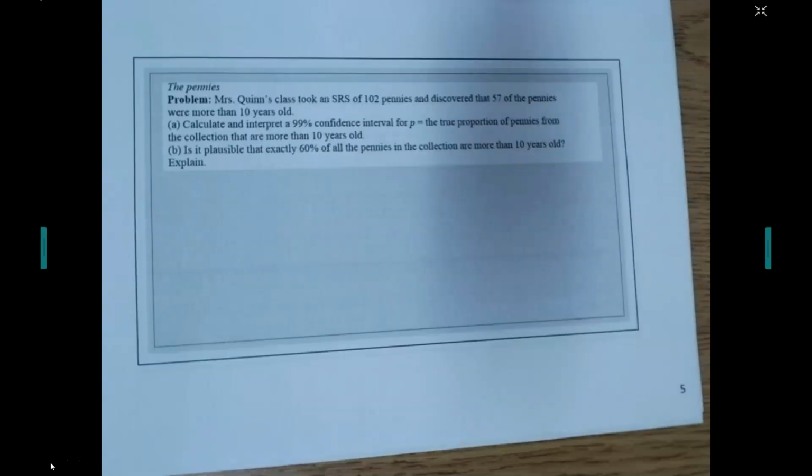All right, last one. Miss Quinn's class took a simple random sample of 102 pennies and discovered that 57 of the pennies were more than 10 years old. Calculate and interpret a 99% confidence interval for the true proportion of pennies from the collection that are more than 10 years old. Is it plausible that exactly 60% of all the pennies in the collection are more than 10 years old? Explain.